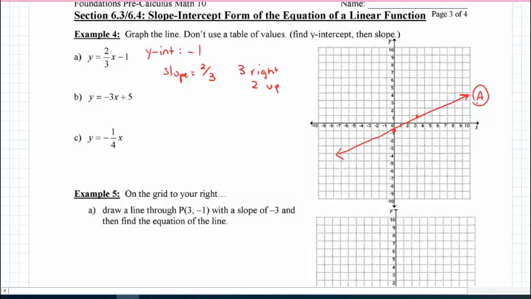I want you to try B and see for yourself. Pause the video right now. Do it, then come back and check my answers. Go. Did you pause? Don't cheat now. You're just cheating yourself if you didn't pause.